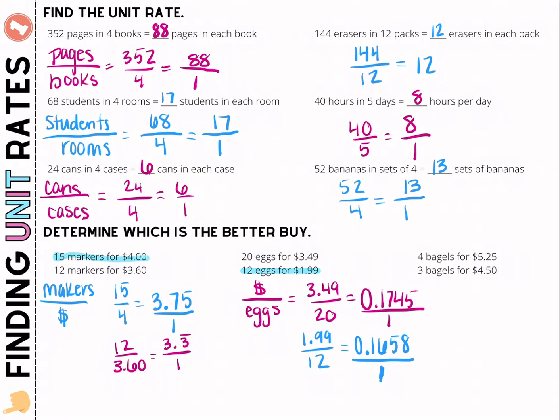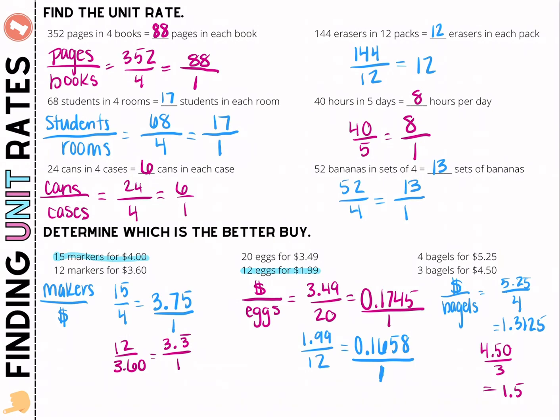Or for example, if you have bagels for $5.25, you can set it up either way. You can do bagels over dollars or dollars over bagels. It's kind of up to you. I'm going to do dollars over bagels. Okay, so I have $5.25 over 4. So 5.25 divided by 4 is 1.3125, and then I have $4.50 divided by 3, so 4.5 divided by 3, and I get $1.50.